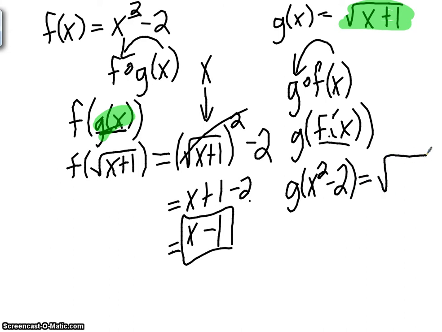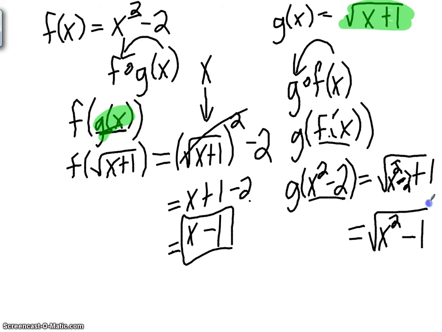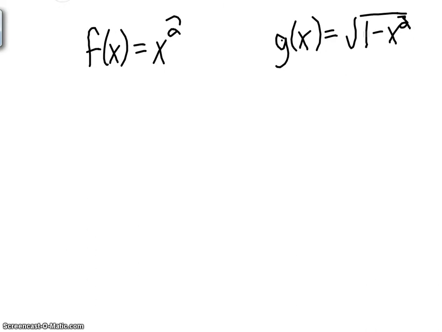So I start off with my g equation, which is the square root of x plus 1. But the value I'm plugging in for my x is what is right here, which is x squared minus 2. Now we'd need to combine our like terms, so we've got the square root of x squared. Negative 2 plus 1 would give us minus 1. I cannot simplify this any further, and so there is my g composed of f.